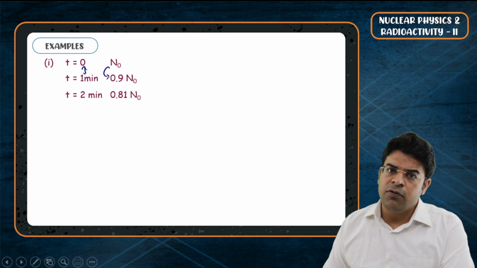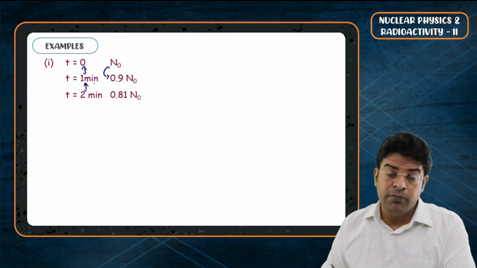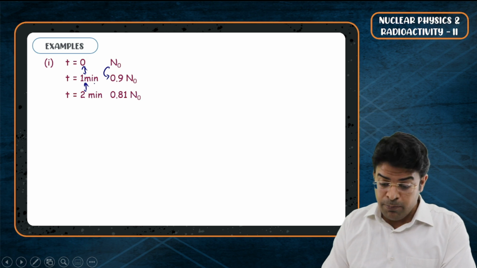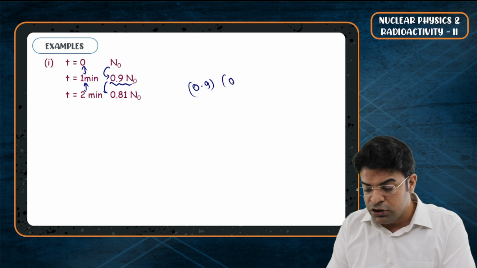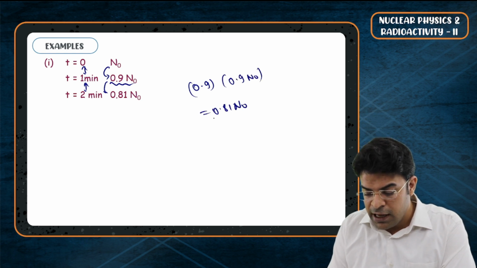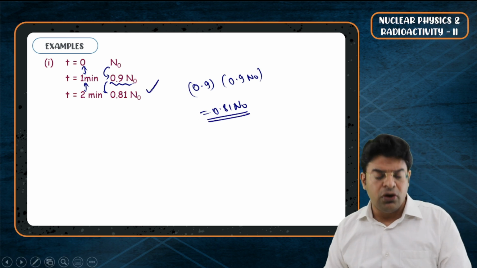Then after 1 more minute, the number of active nuclei will be 0.9 times the remaining, and 0.9 times 0.9 N naught gives you 0.81 N naught. Yes sir, that can be thought of.